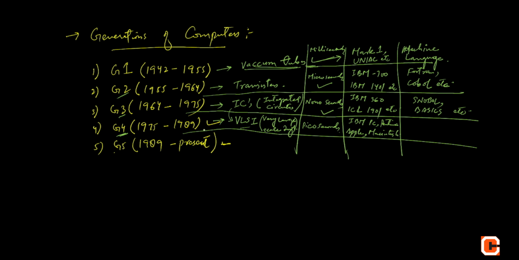But moreover, we are presently in generation 5 also, because generation 5 is particularly based on artificial intelligence, and we are much in this very period right now. In this, languages like Oracle, etc. were used in case of generation 4.